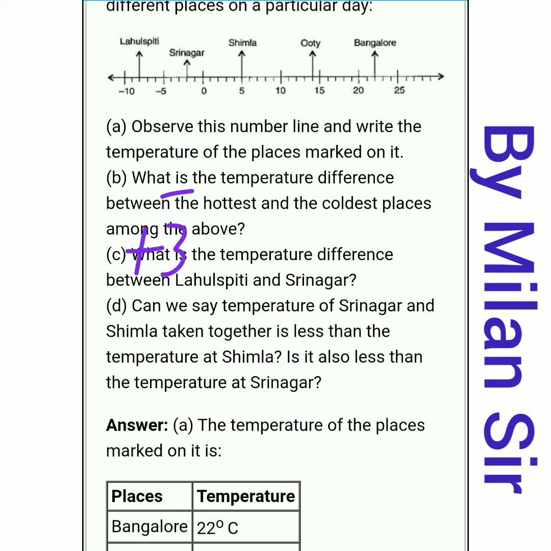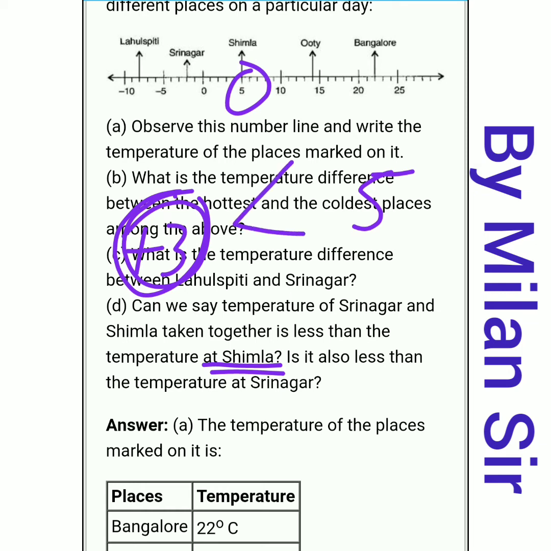Now we need to check with the temperature of Shimla, right? The temperature of Shimla is 5, and here we need to check whether the temperature of Srinagar and Shimla together is less than the temperature of Shimla. Yes, this addition is less than the temperature of Shimla, 5. 3 is less than 5, so our first answer is yes. The temperature of Srinagar and Shimla taken together is less than the temperature at Shimla.